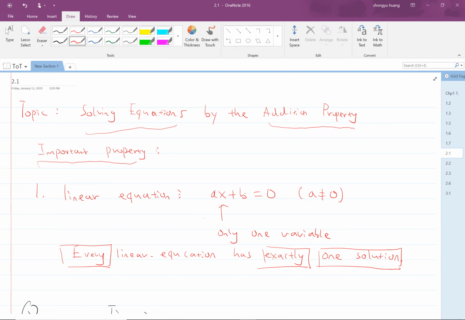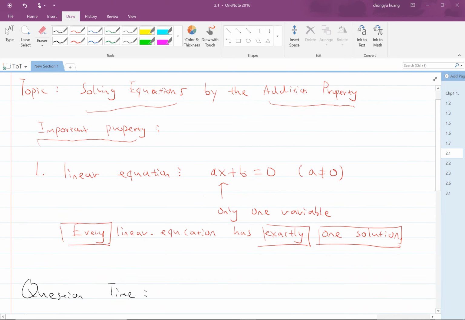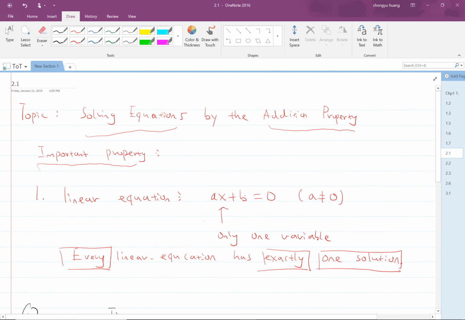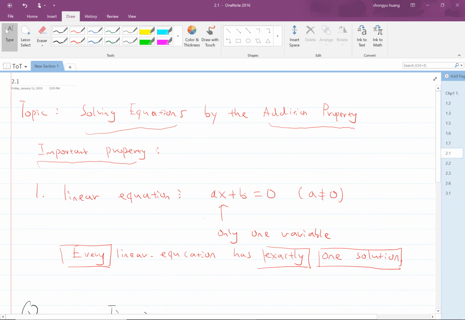Basically, there's only one thing in this section you need to know in order to do these questions, and it is quite simple. What we're talking about is a linear equation. A linear equation means there's only one variable in the equation, and over here we have a variable x.